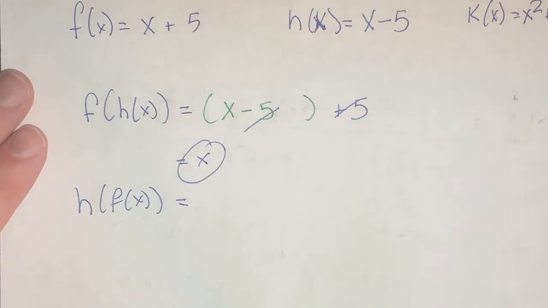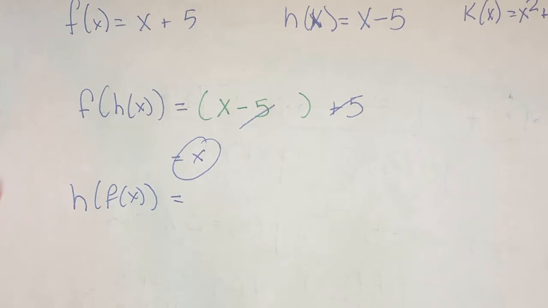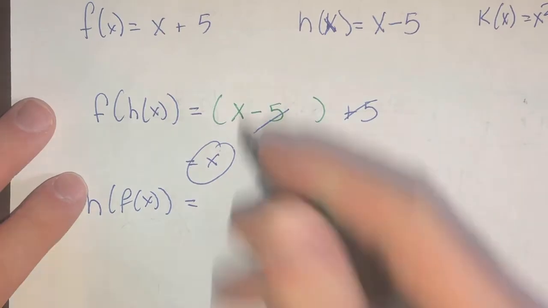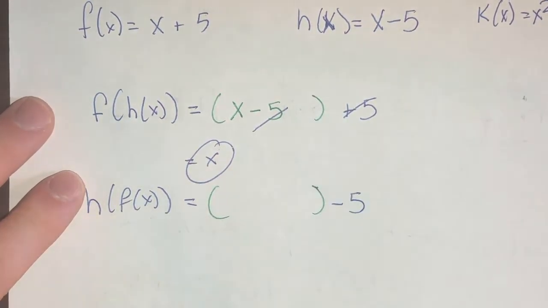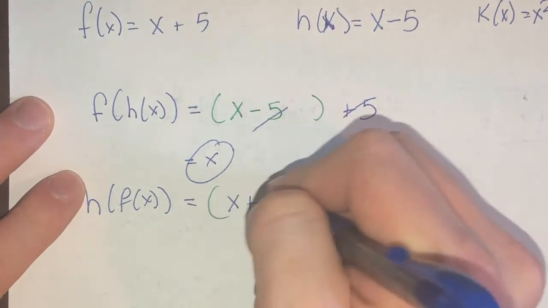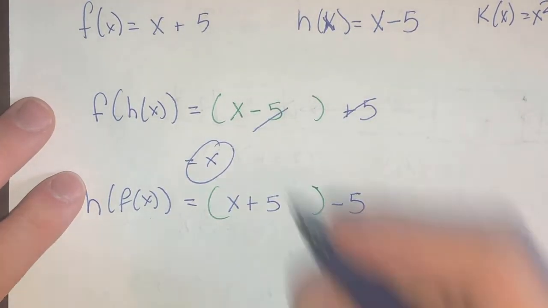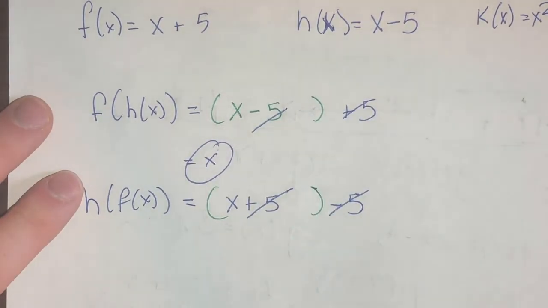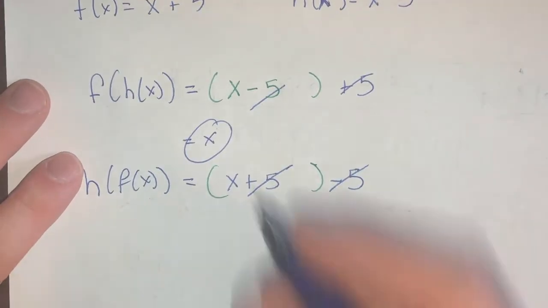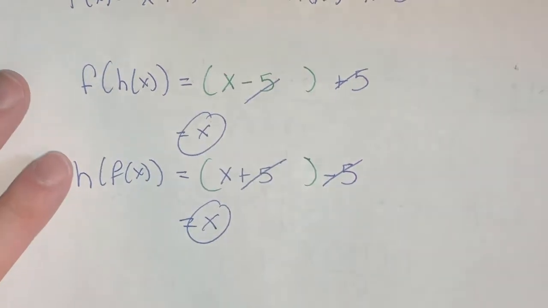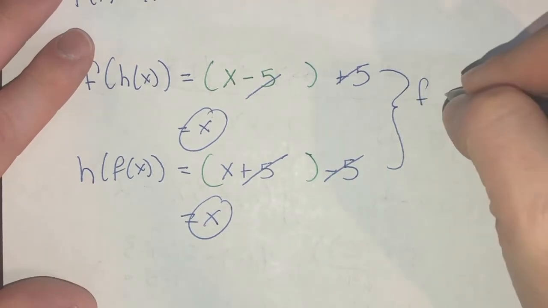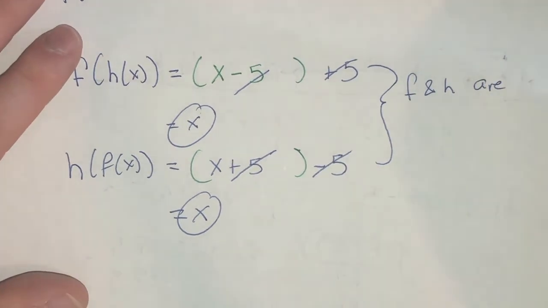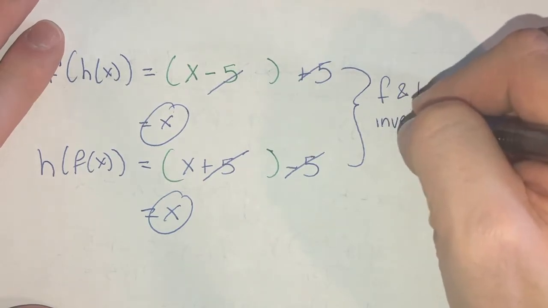And I wonder what happens if we do that the other way around. It's h of f of x. Well, let's set up our formula. Here's h of x, and I'm going to plug in f. And notice what happens. Boom, boom. All I'm left with is an x. So what does this mean? What this means is that f and h are inverses of one another.